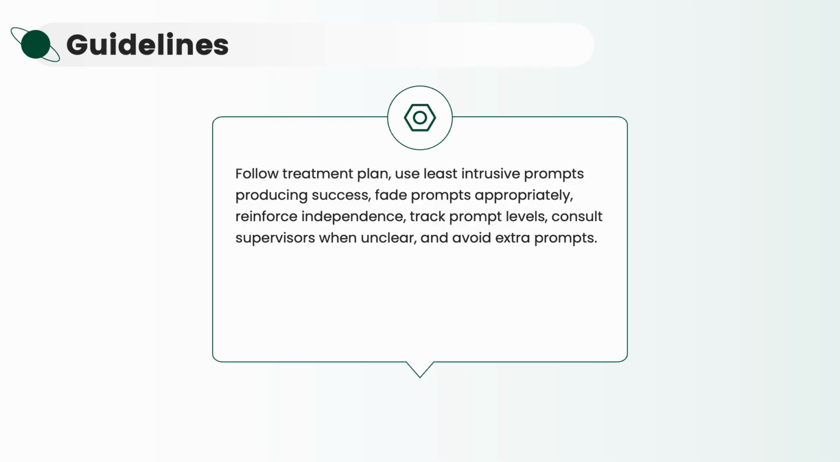Three, fade prompts appropriately. This is one of the most important skills you will develop. Fading means gradually reducing supports over time. For example, moving from a full physical to a partial physical, moving from a model to a gesture, moving from an immediate prompt to a delayed prompt. If we don't fade, we create prompt dependence.